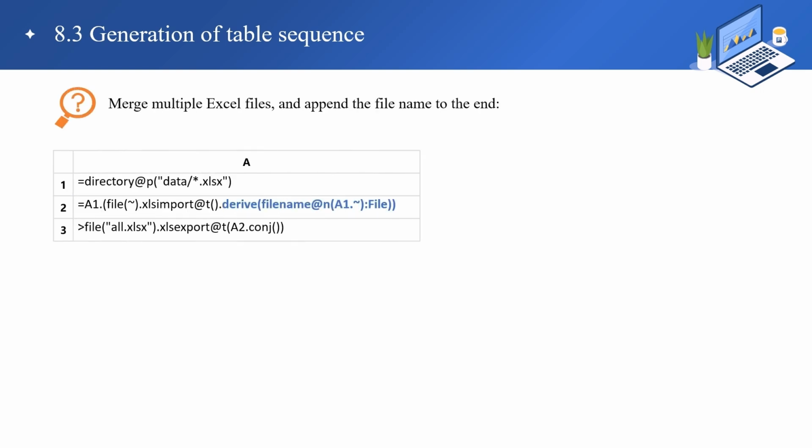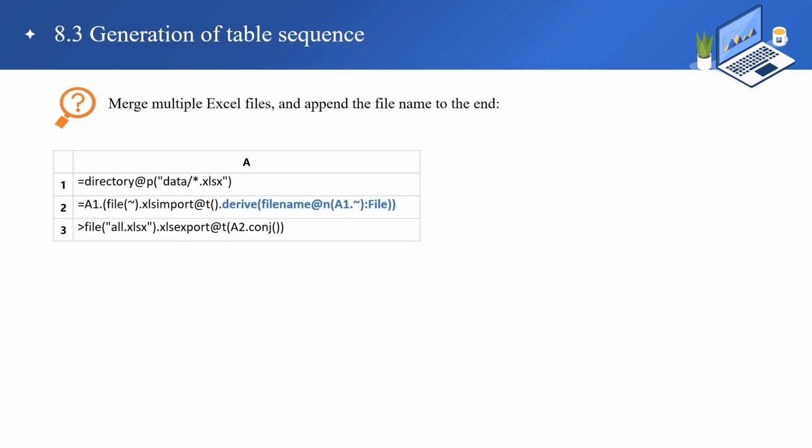Now, we can restore the problem of merging Excel to the previous requirement, append the file name to the end. The statement is a little long, and we wrote one more line. Actually, all actions can be written in one statement. For the table sequence read out by each file, use the derive function to append a file field to the end, and the value is the current file name.